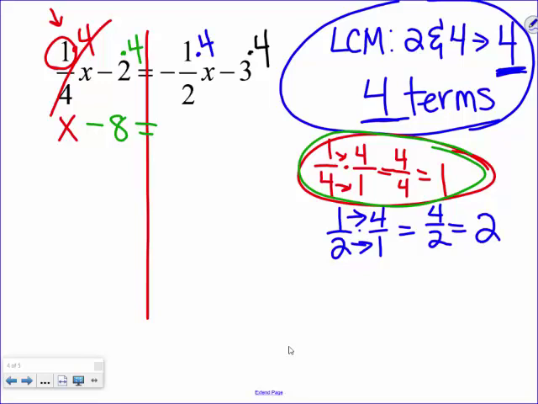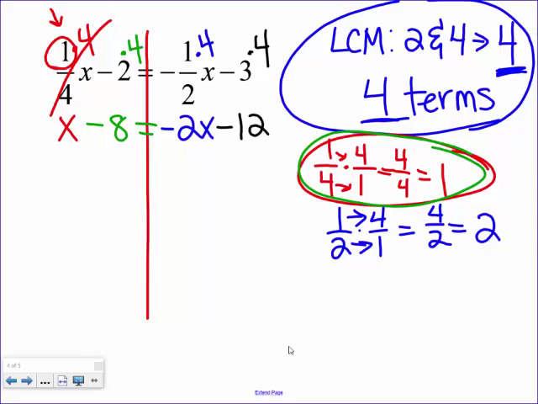What's my new term? Negative 2x. Please be careful that you aren't leaving off negatives, because people have been doing that throughout the day. Make sure you pay attention to the sign. All right, and then the last one is negative 3 times 4, which is negative 12.